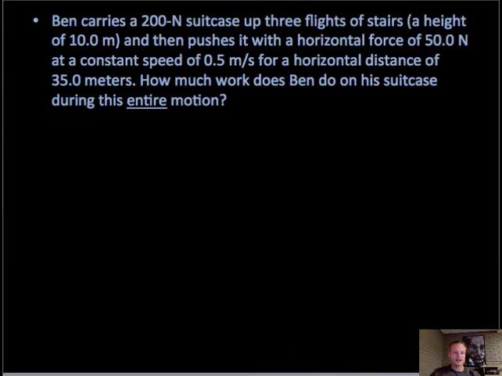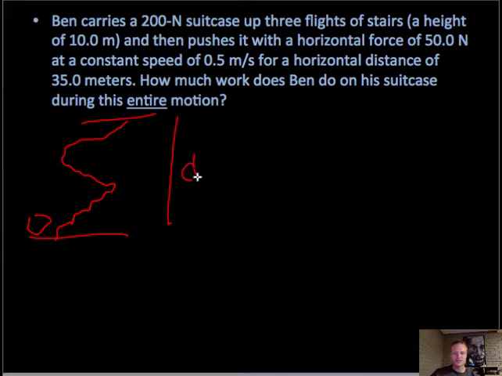We have another example problem where we add a new piece. Basically, Ben carries a 200 newton suitcase up 3 flights of stairs. I'm far from a good drawer, but these are some stairs, and there's 3 flights. This suitcase must get up these 3 flights of stairs, and the total height, the total displacement here, is 10 meters. That's what it tells us from the problem, 10 meters.